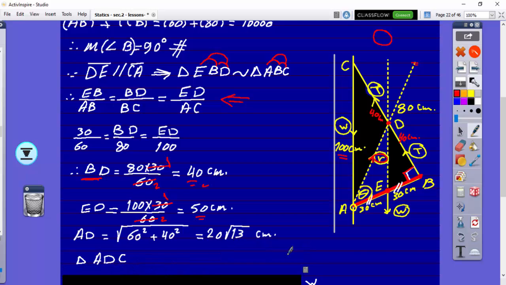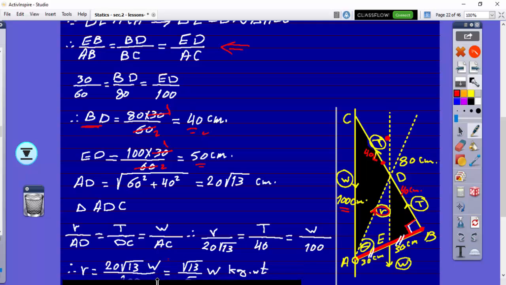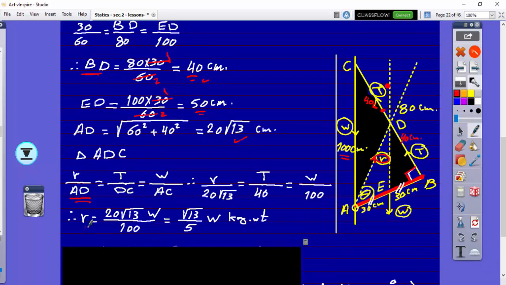Now we can say that triangle ADC is the triangle of forces. So R over the length of AD equals T over the length of DC equals W over the length of AC. And we can substitute AD equals 20 root 13, DC equals 40, AC equals 100. So R, using cross multiplication, equals 20 root 13 multiplied by W over 100.